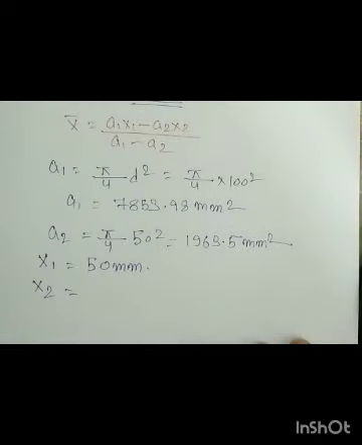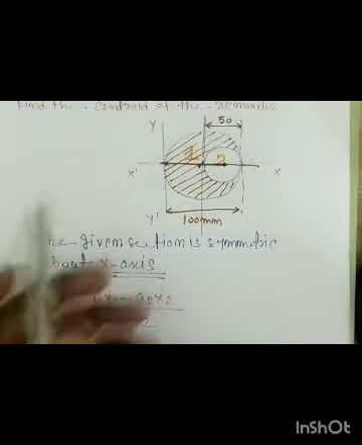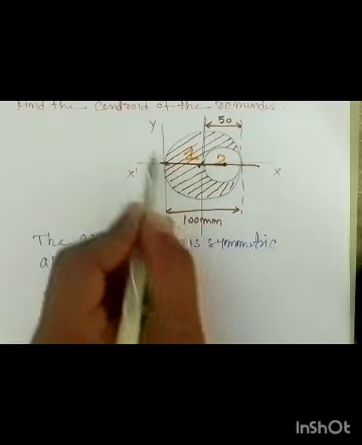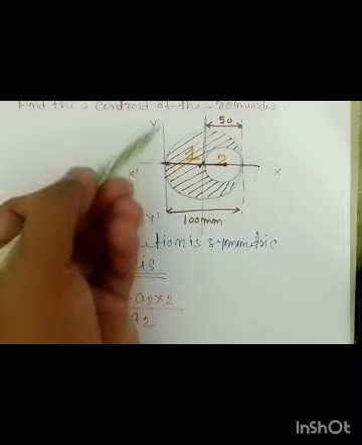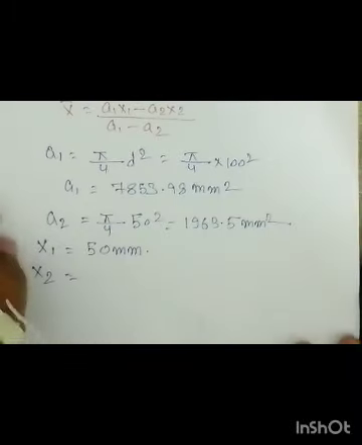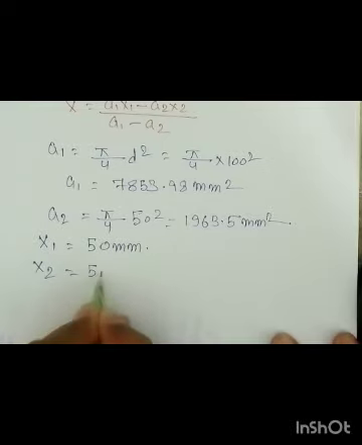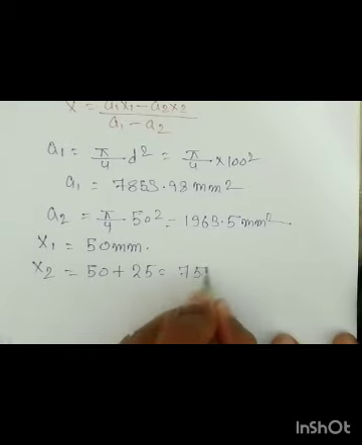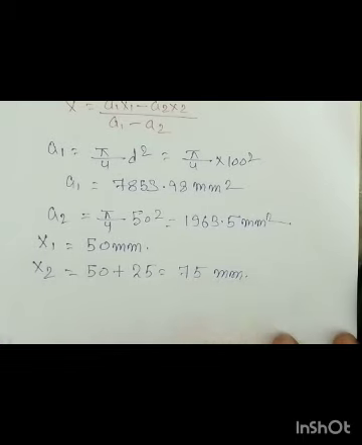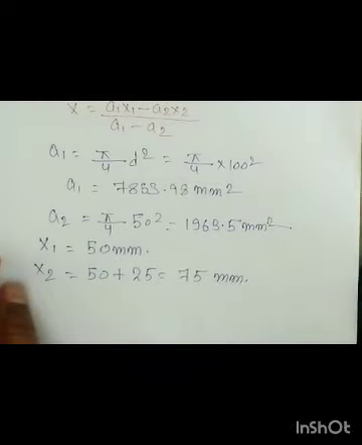It is located at a distance of 50 mm from the y axis. Again you can see that this circle is located at a distance of 50 mm, this radius, from the y axis. Why? Because for the x coordinate our reference is y, right? So x2 is 50 plus, since that circle's centroid is at its center, which is the radius 25, equal to 75 millimeter, right? Put these values into that equation, you will get the answer.